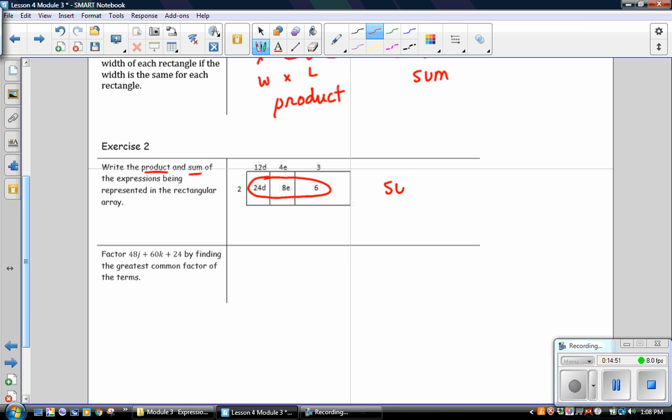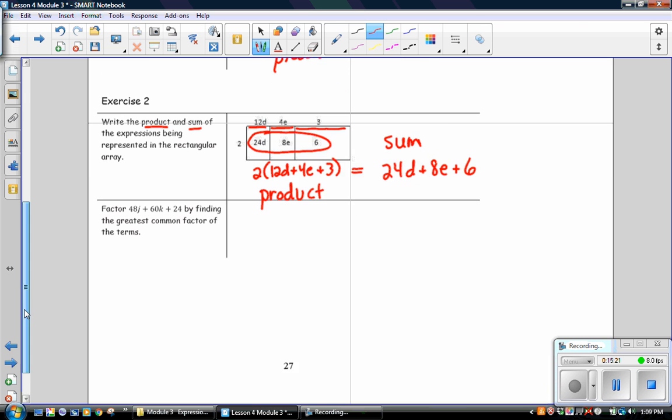So the sum for this one will be 24d plus 8e plus 6. And then the product, which is the length times the width, will be 2 times the quantity, 12d plus 4e plus 3. These are equivalent expressions. One of them is written as a product and the other is written as a sum.